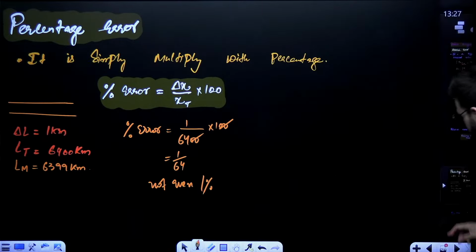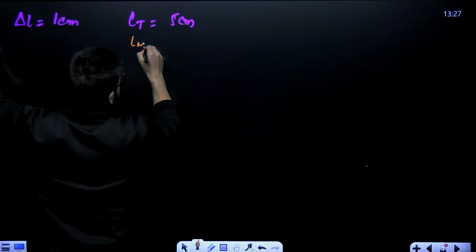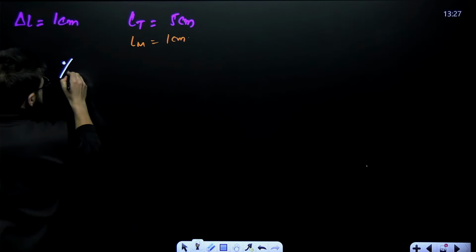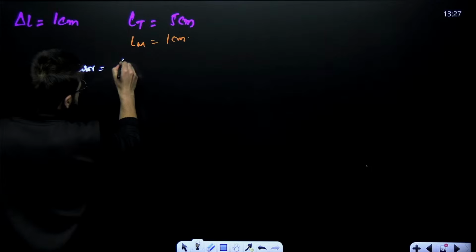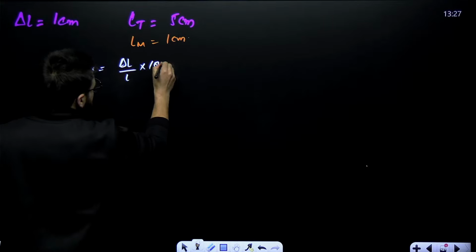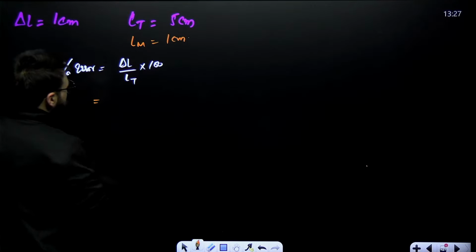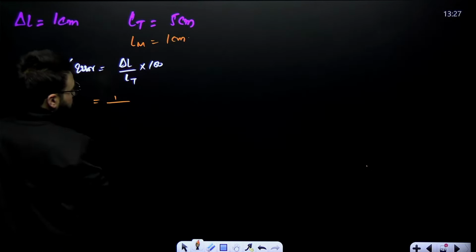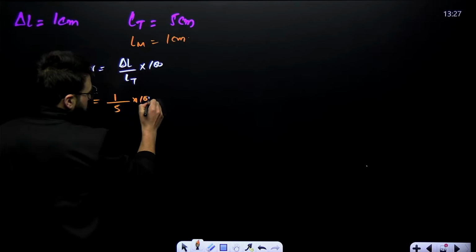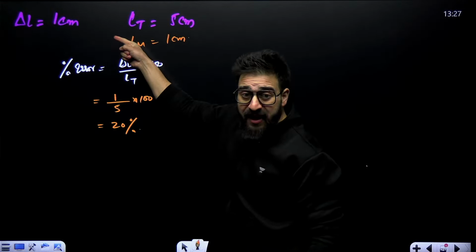Now guys, listen to me very carefully. If here in this particular case L measured came out to be 1 centimeter, let's find the percentage error. Percentage error is delta L divided by L true multiplied by 100. What is the value of delta L? That is 1 divided by L true, that is 5, multiplied by 100. 100 by 5 will come out to be 20%. So the error produced in this case is 20%, a large error.